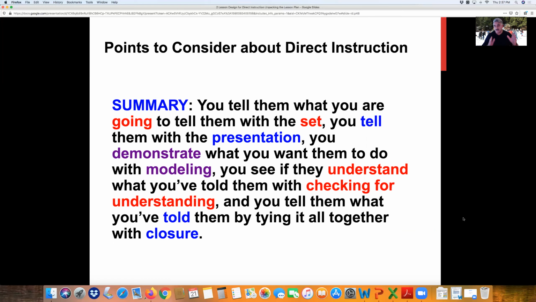So as you can see, there are lots of practice opportunities. That's one of the strengths of direct instruction. You don't test the kids after the set. You don't test them after the presentation, after you demonstrate, after modeling, after all these things. There are lots of practice opportunities.